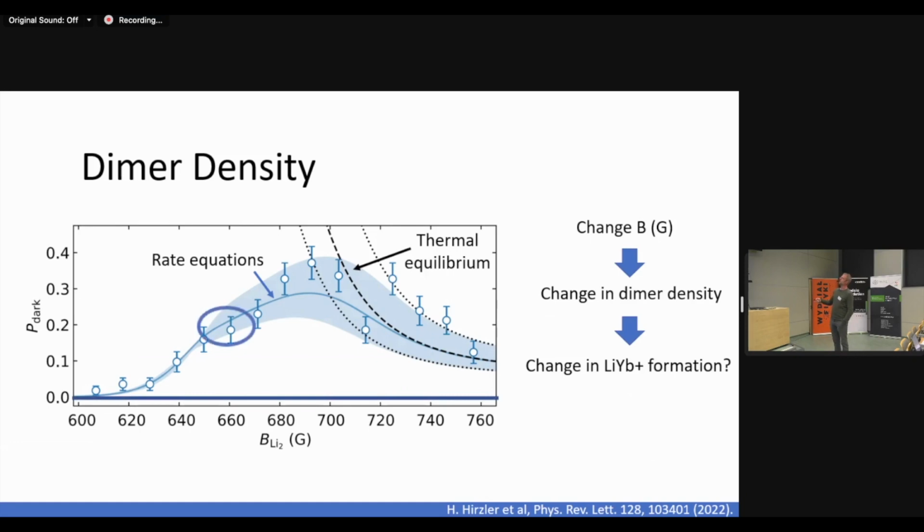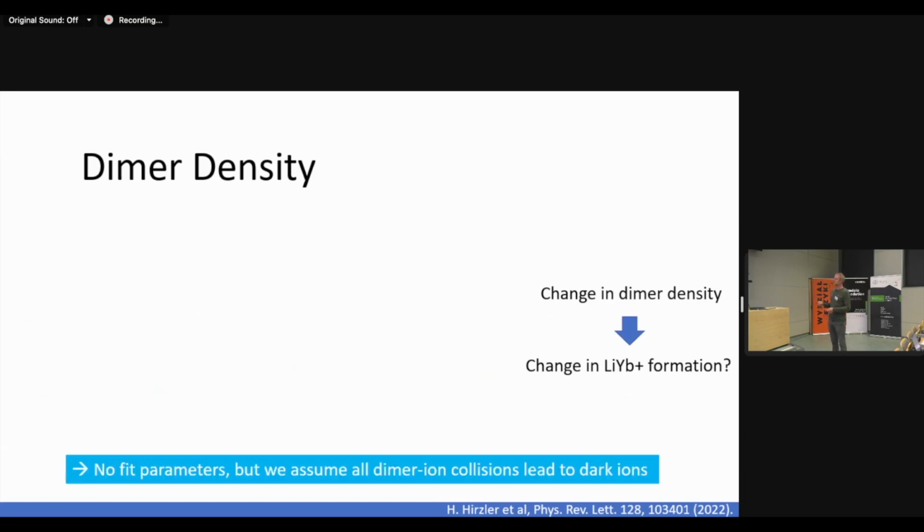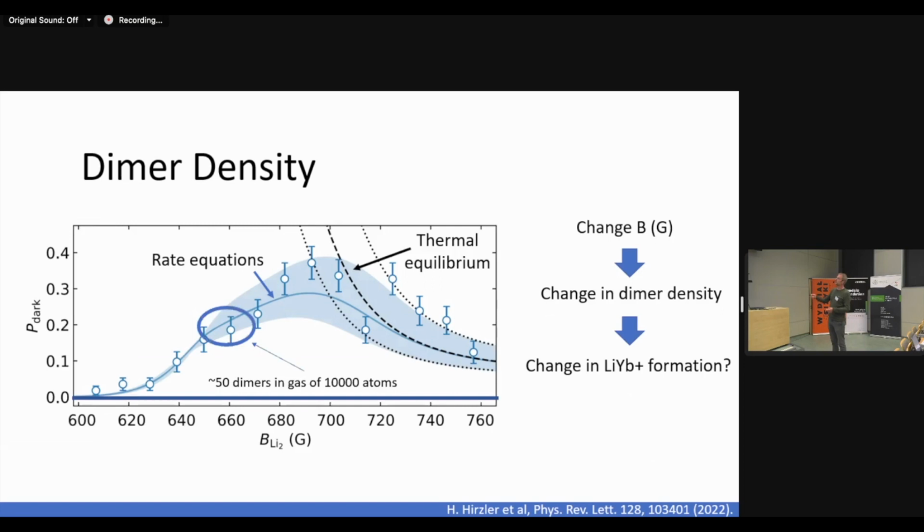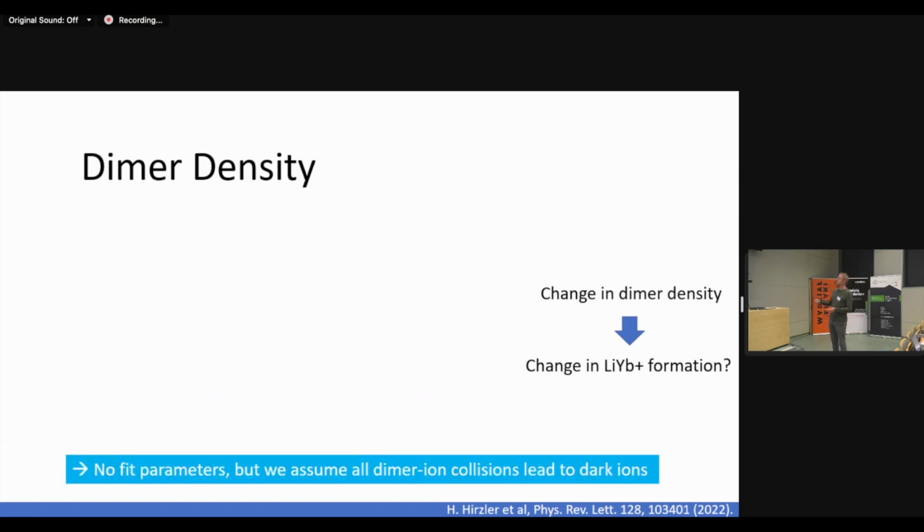Actually, what is quite cool to realize is that if we measure a dark ion probability of 0.2, then this corresponds to roughly 50 dimers in a gas of 10,000 atoms. So the ion is a very sensitive probe, and this is because it's basically a quantum jump measurement. Okay, so there are no fit parameters in this theory. The only thing that we assume is that all dimer-ion collisions lead to dark ions.